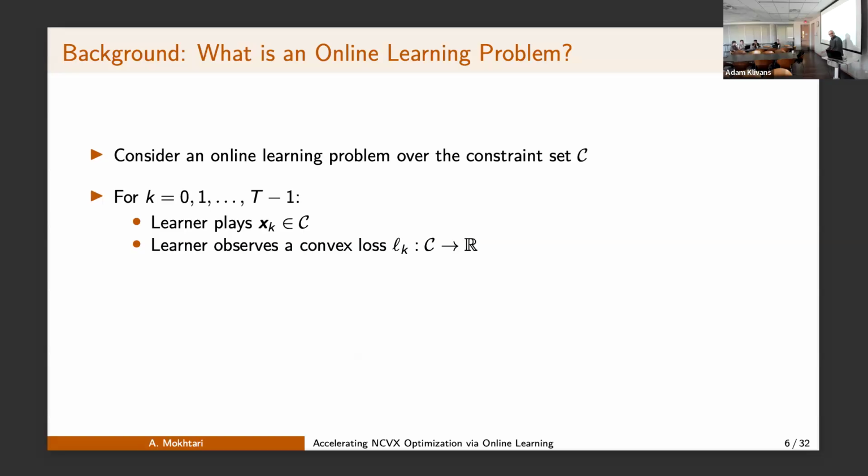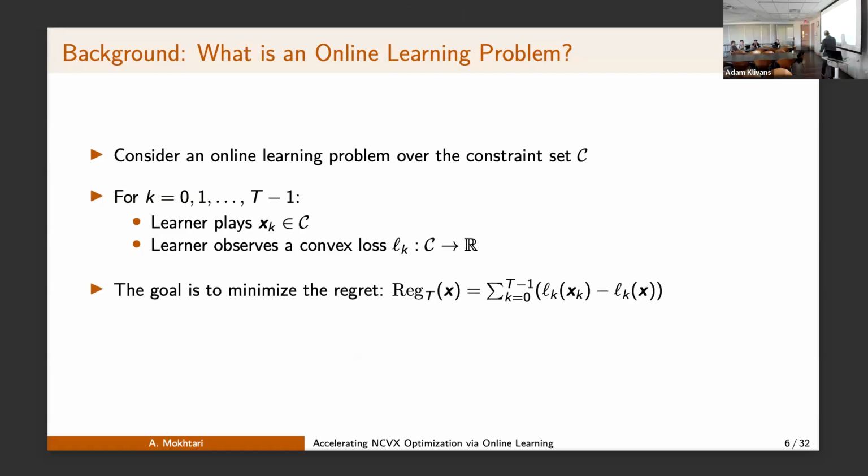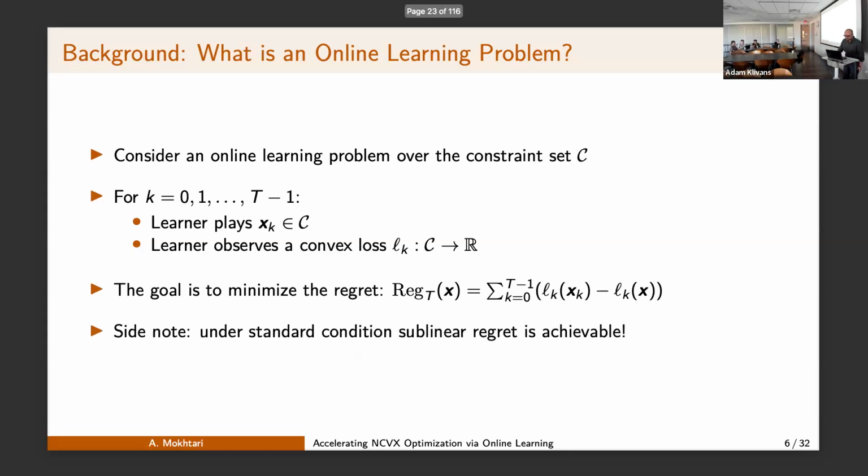Anyway, so you're playing an online learning problem over the constraint set C, and you play it for T rounds. So you play action XK, which is from the feasible set C. And then after playing your action, you see your loss LK, right? And then your regret with respect to a competitor X is the cumulative loss of your actions over the sequence of functions minus the cumulative loss of that fixed action, right? So I think you all know that, but just for the sake of notation, this is what online learning is.